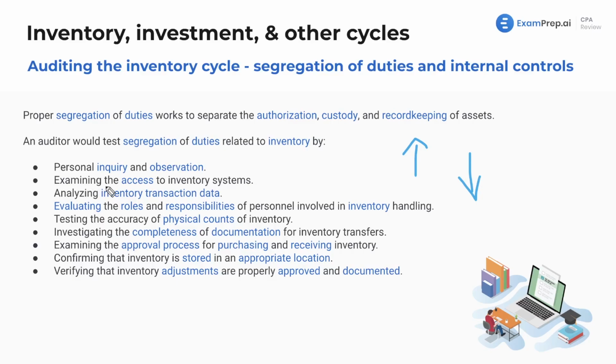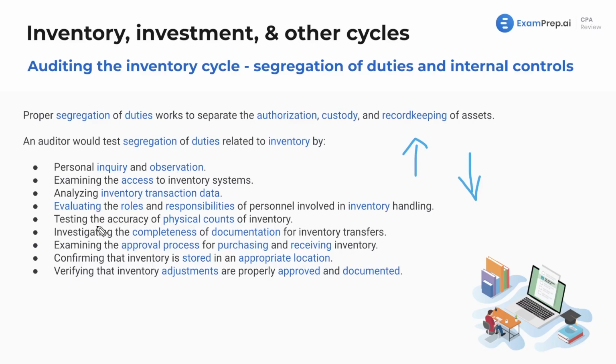We could also examine the access to inventory systems and see who has that. That's custody. Even past authorization, custody, and record keeping, you want to see who has access to the inventory systems, and then maybe go in and investigate them further. You could also analyze inventory transaction data for any unusual dispositions or transfers of inventory, looking for anything strange. You could evaluate the roles and responsibilities of personnel involved in inventory handling. Again, kind of similar to inquiry, but this is where you're actually going in. You could observe, but then you actually evaluate. Take a step back, think about it.